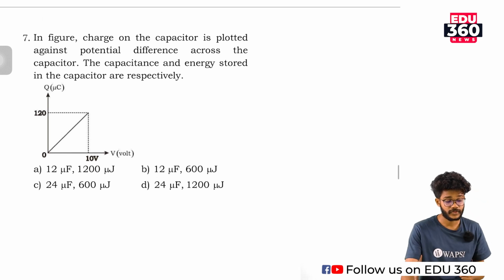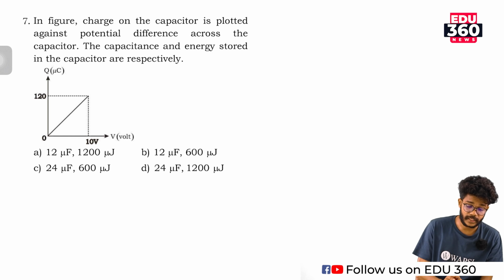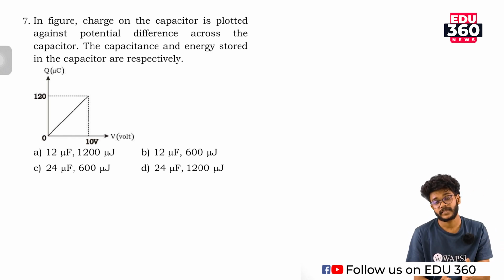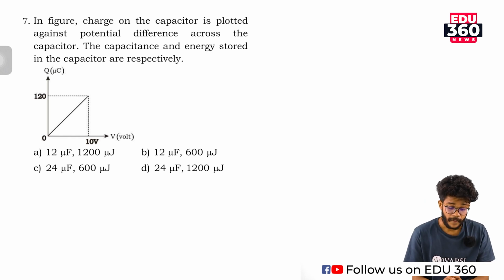Seventh question. In the figure, the charge on the capacitor is plotted against potential difference. That means the y-axis is charge and the x-axis is potential difference V. They ask us to find the capacitance and energy of the capacitor.